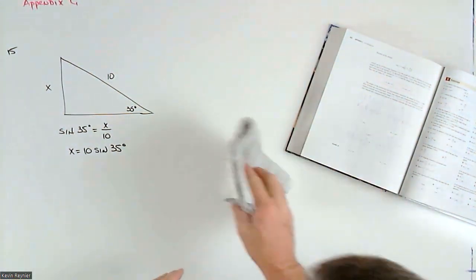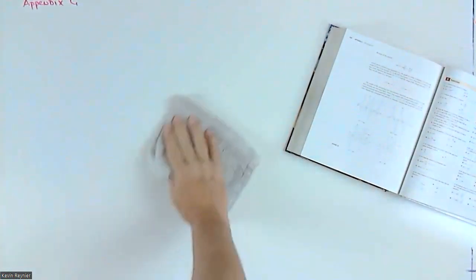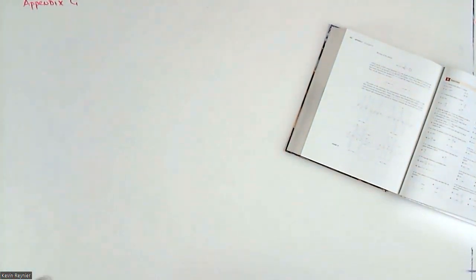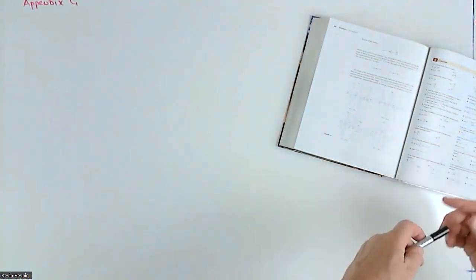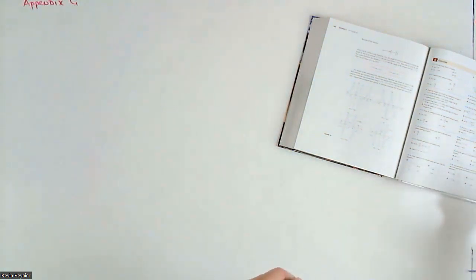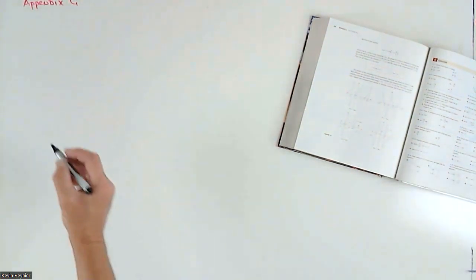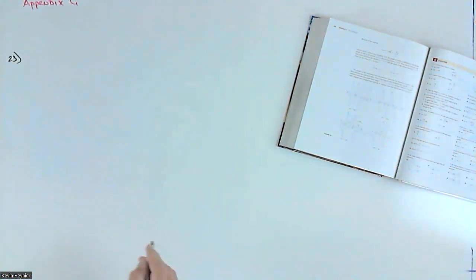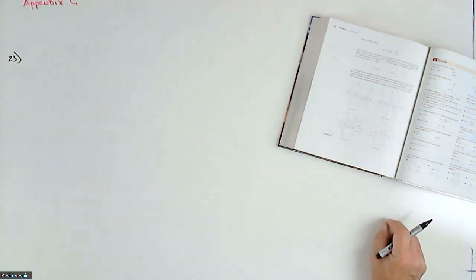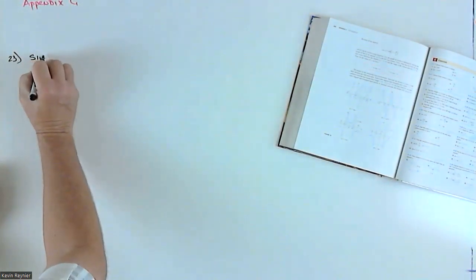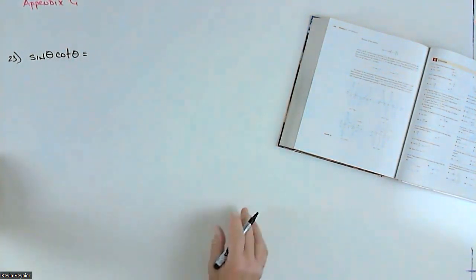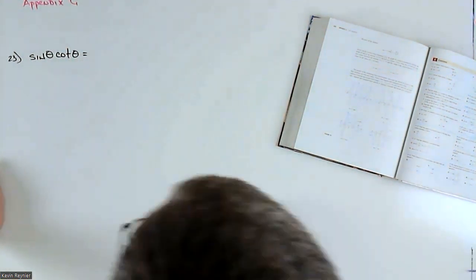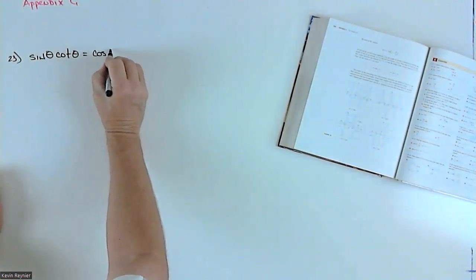All right, skipping down now. We get these identity questions. Now, the identity questions come down to how much do you know about the relationship between trig functions, right? How much do you know? Like they give us something like we can do 23, right? It says sine of theta cotangent of theta equals cosine of theta. Oh, this is pretty ridiculous.